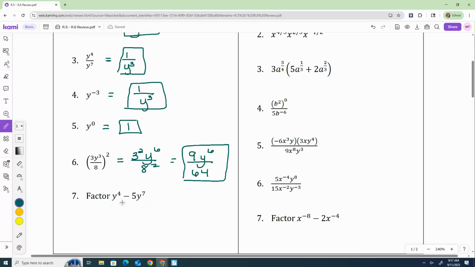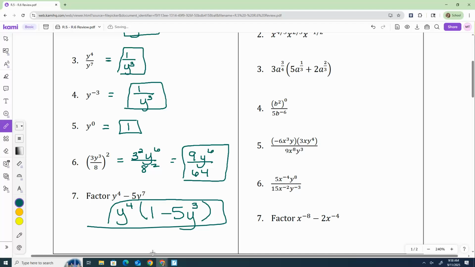All right, number 7. If I ask you to factor, what are we doing? So if I look, we take out the smaller exponents, that would be y to the 4th. So if you take everything out, it's a 1 minus 5y, you're subtracting those exponents. 7 minus 4 is 3. Any questions on those?